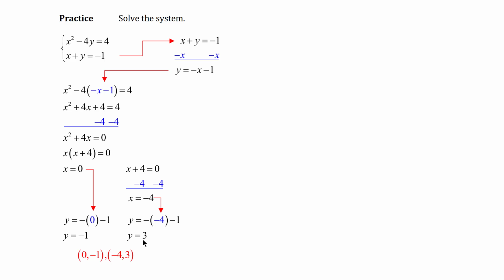This results in two solutions. We have 2 points. We have one point at (0, negative 1), and the other point at (negative 4, 3).